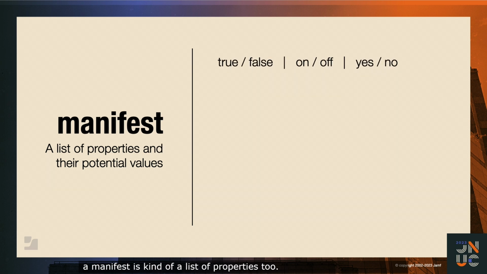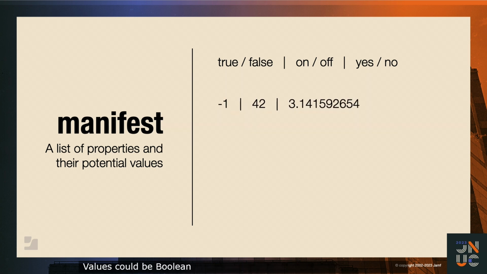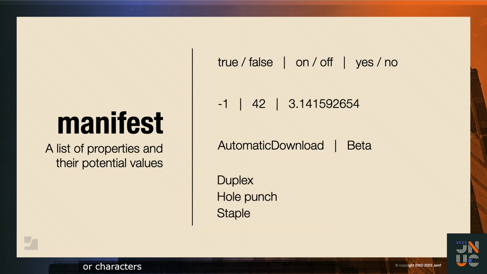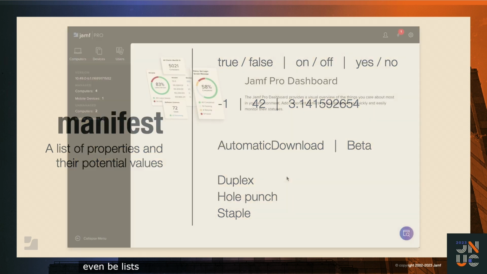Values could be Boolean: true or false, on or off, yes or no. Values could be numbers like -1, 42, decimals. They can be strings or characters such as automatic download or beta. And values can even be lists, like options for a printer. Does it have duplex or hole punch or stapler?